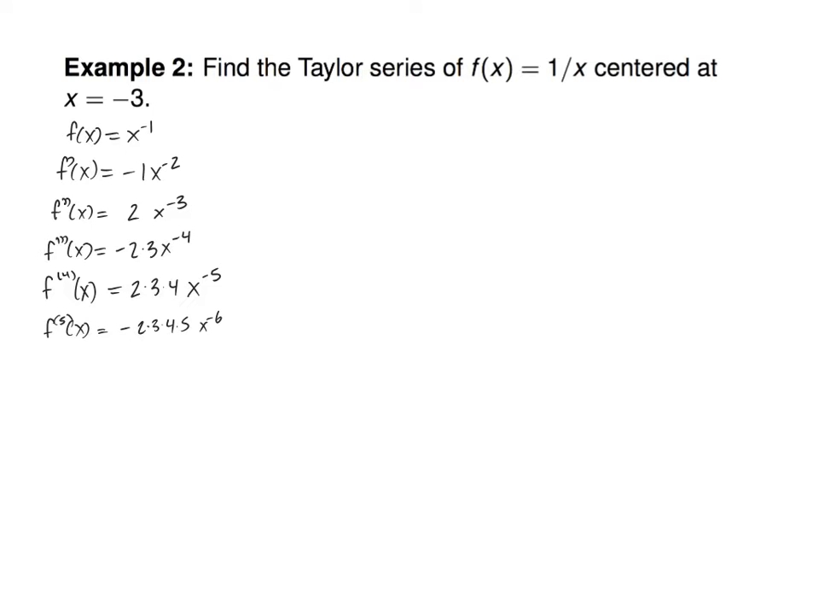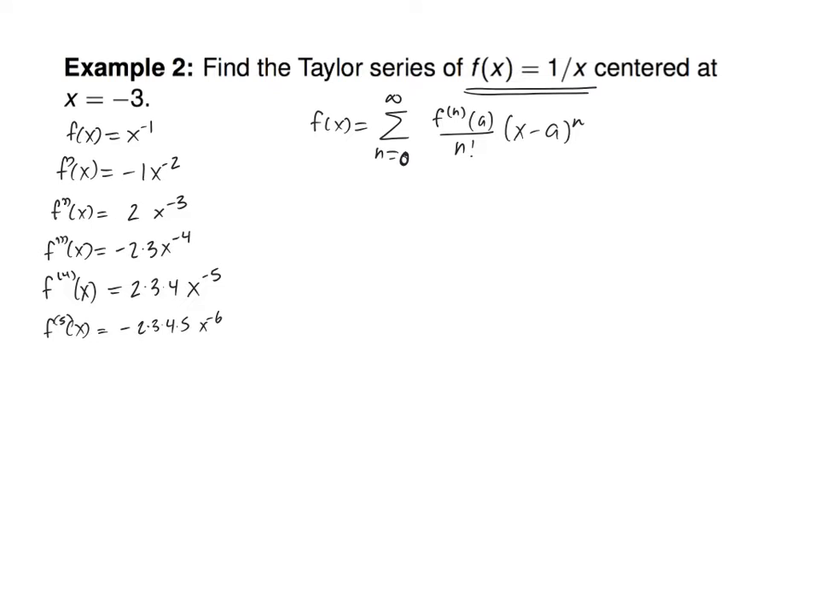Okay. So to find the Taylor series centered at x equals -3, you have to plug in. That formula is f of x equals the sum from n equals 0 to infinity, nth derivative at a over n factorial times x minus a to the n. That's a 0, not a 6, sorry.